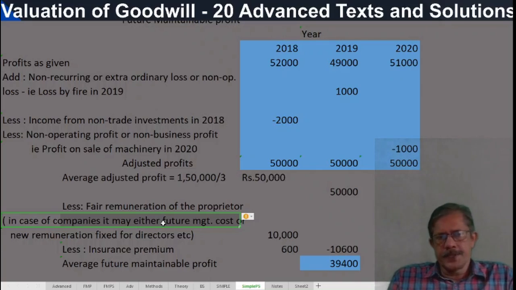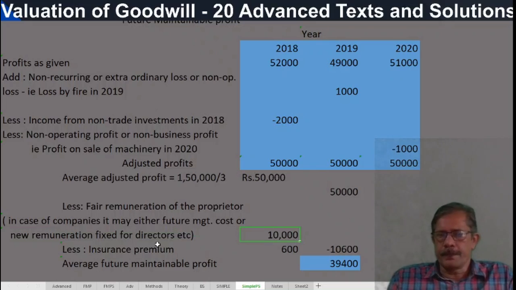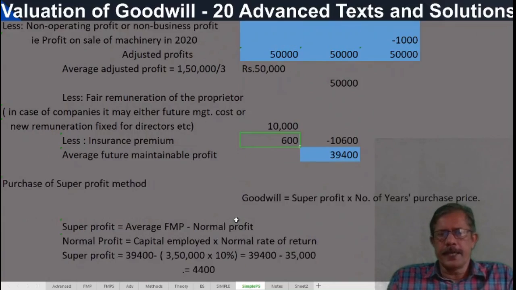So in case of companies, it may be either future management cost or a new remuneration fixed. The fair remuneration of the proprietor, in case of sole tradership, is 10,000. Here no tax adjustments are there. Then less insurance premium, 600 rupees. So 10,600 rupees should be deducted. We get the average future maintainable profit. Instead, this 10,600 rupees may be shown in each column. It may be like this.